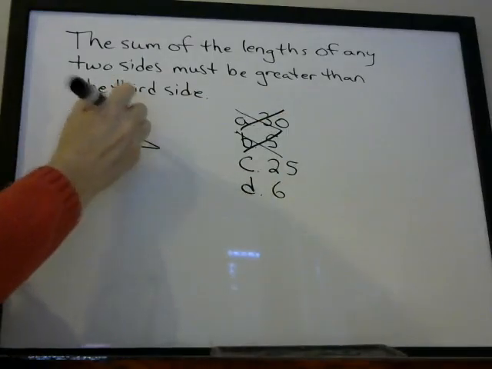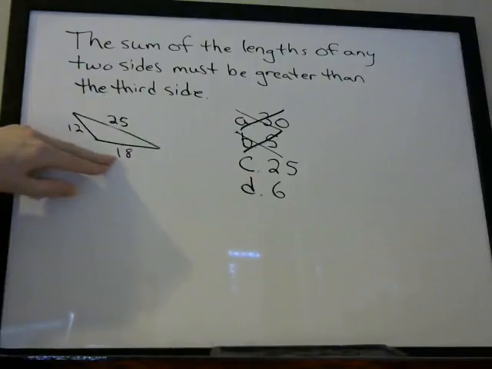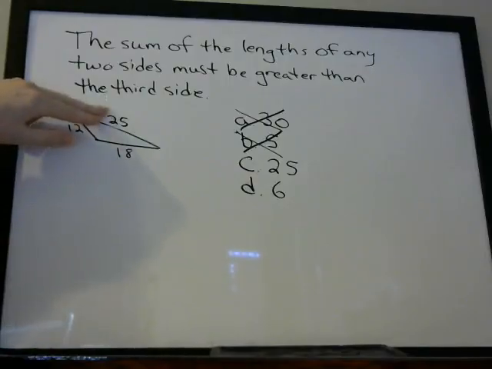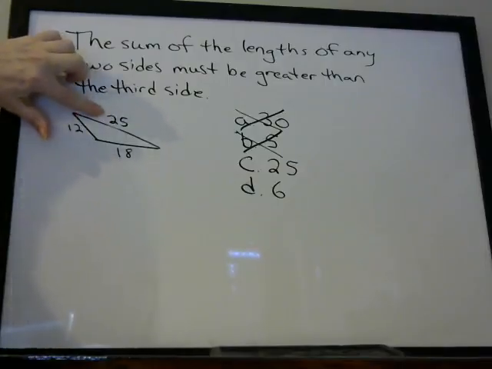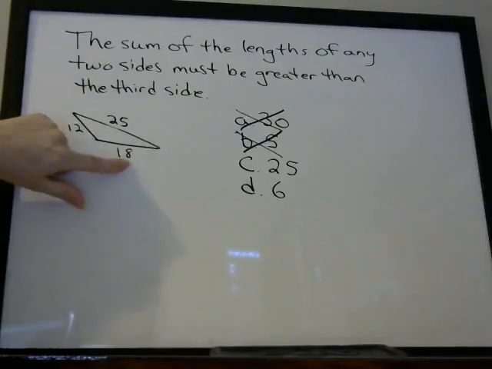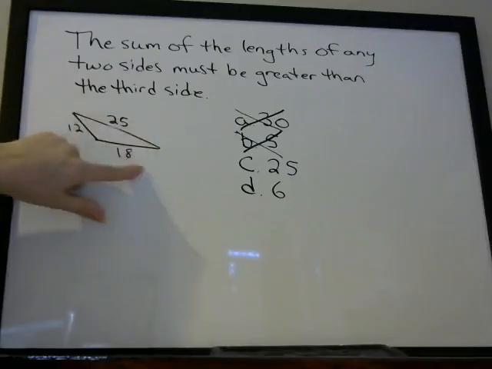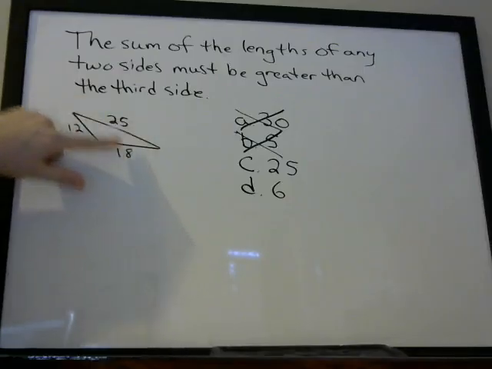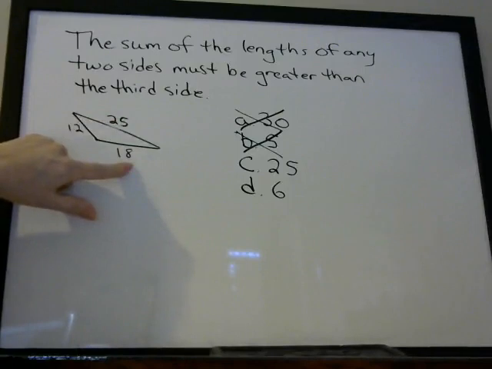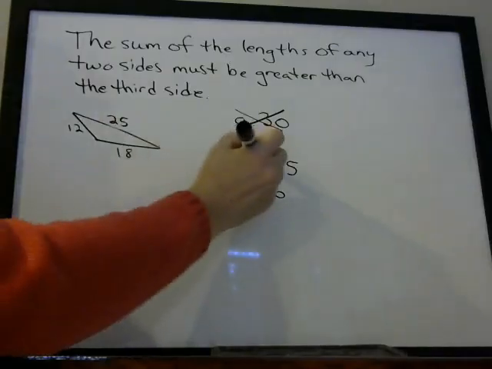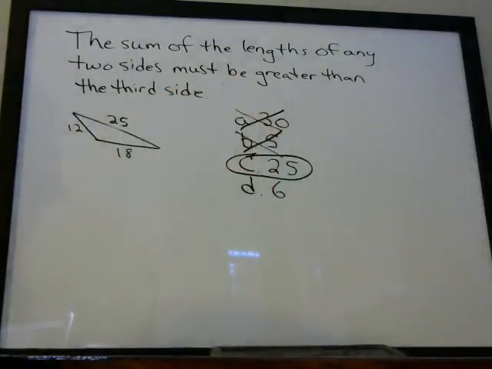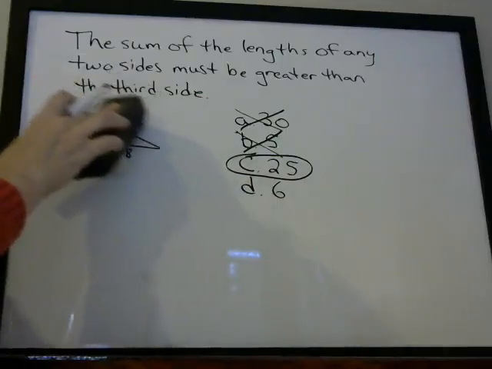How about 25? Here we have 12 plus 18 is 30. Well, that's greater than the third side of 25. Now let's try these two sides. 12 plus 25 is 37. That's greater than 18, the third side, so still good. Now we've got to try these two sides, because remember, it has to hold true for any combination. So 25 plus 18 is 43. Well, that's greater than 12, so it checks out for all three combinations. So 25 is a valid answer. That's the right answer on the test. You would just move on to the next question.